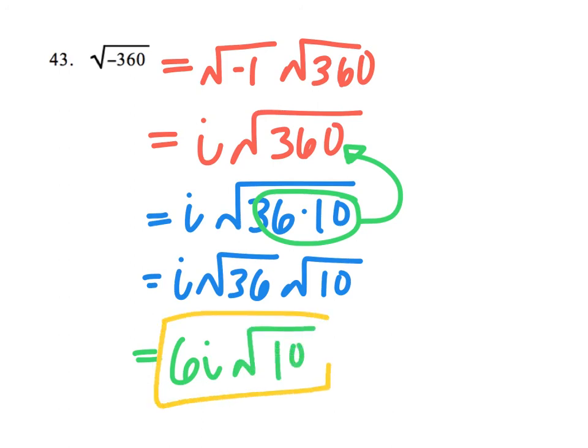If you want to check, you can look for a perfect square that goes into 10. I can divide 10 by 5, which isn't a perfect square. I can divide it by 2. I can also divide by 10 and 1. None of those are perfect squares, so this is my answer. I'm all done.